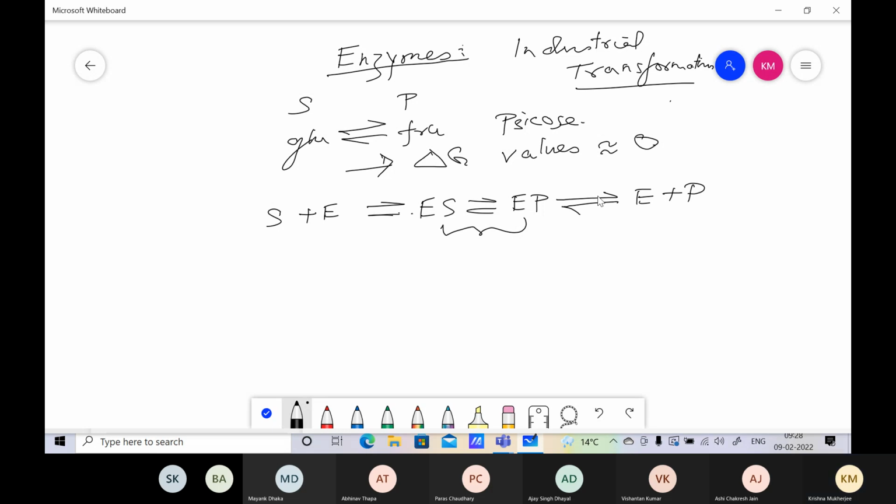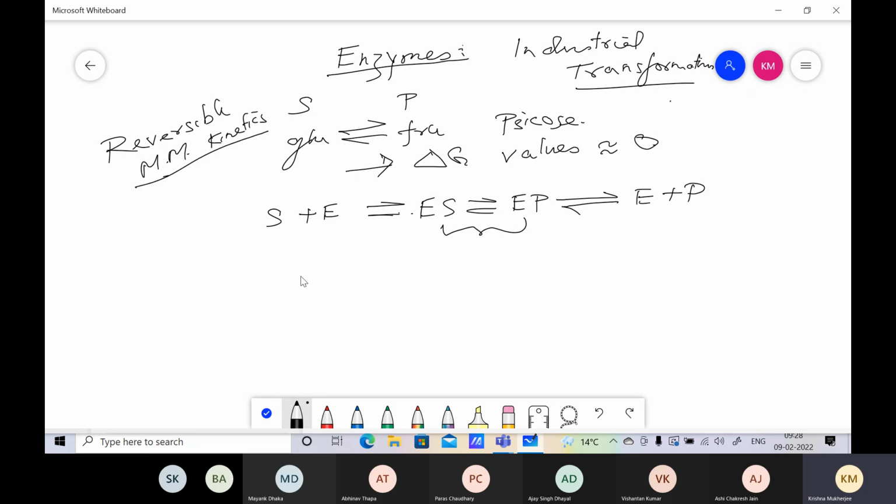Yes, so we are clear. We are talking about reversible enzyme kinetics, reversible Michaelis-Menten kinetics. This is the real part where it starts in more practical engineering logic.